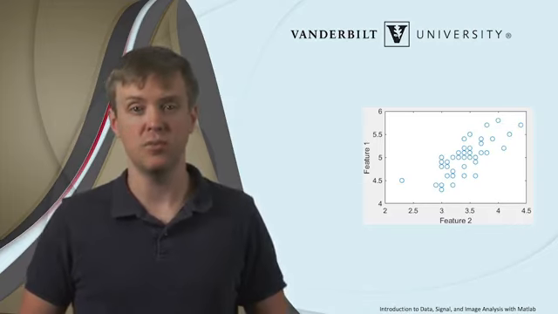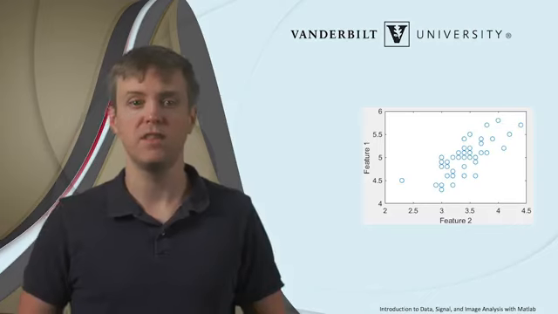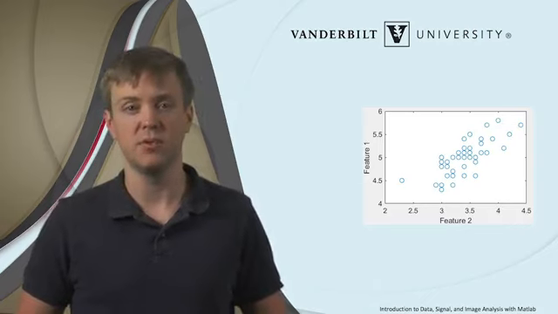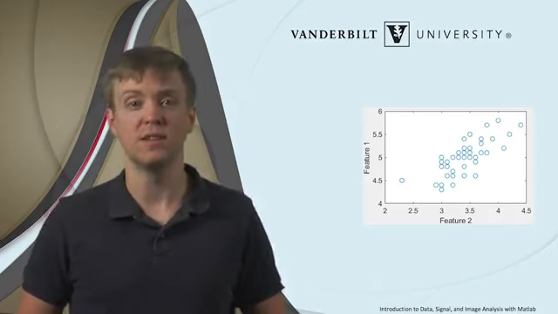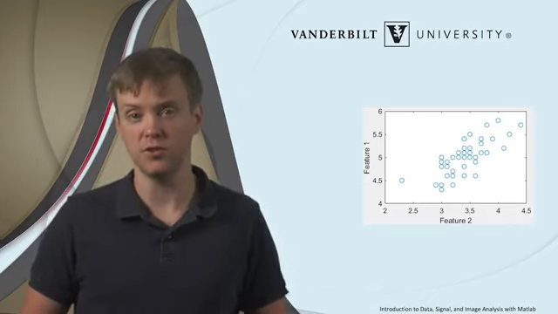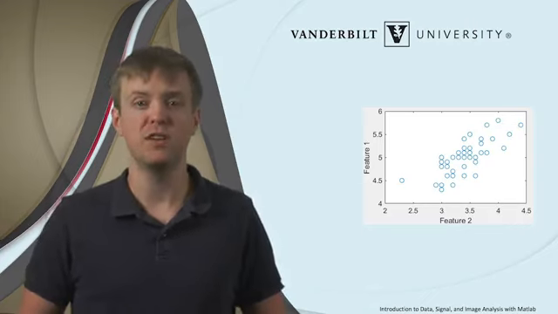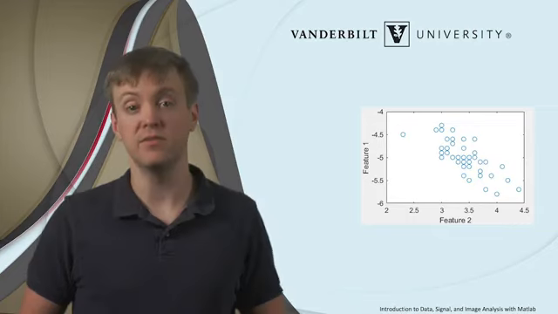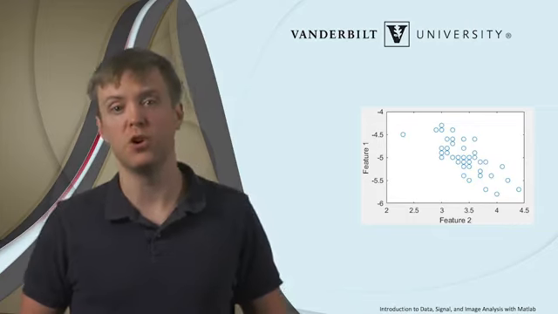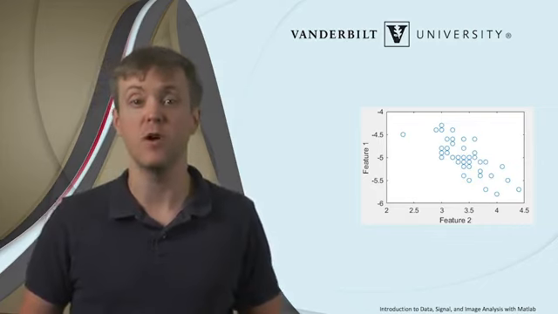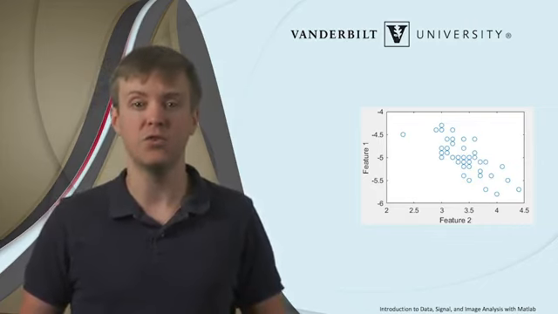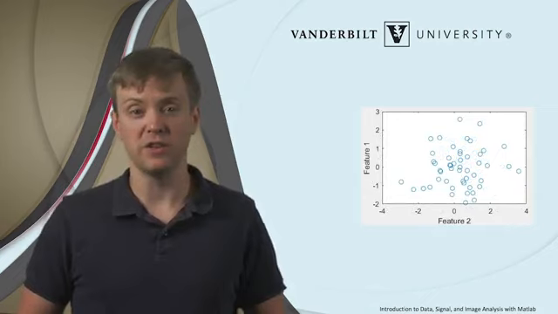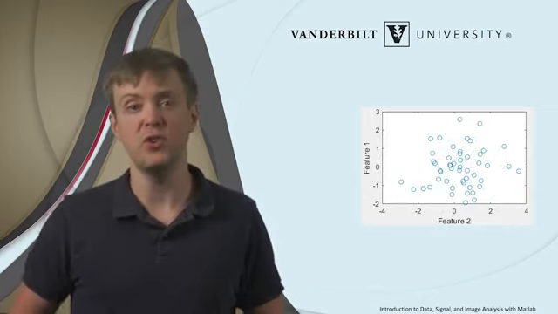If there is a relationship or a correlation between the two features, the value of one feature should be somewhat predictive of the value of the other feature. For example, larger values of feature 1 would tend to happen when the value of feature 2 is also large. This would result in an upward diagonal slope in the shape of the scatter plot. We could also have a negative correlation, where larger values of feature 1 would tend to happen when the value of feature 2 is smaller. This would result in a downward diagonal slope in the shape of the plot. If there is no correlation between the two features, we would tend to have no diagonal shape in the plot.